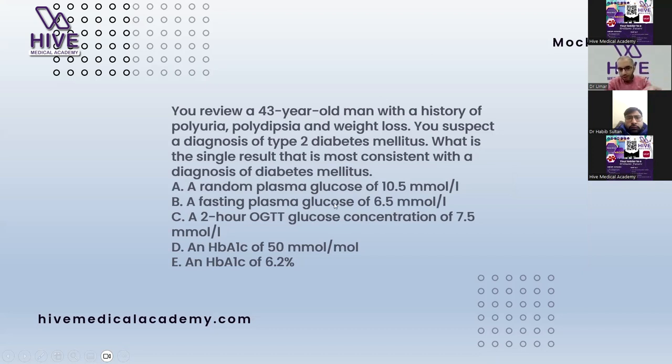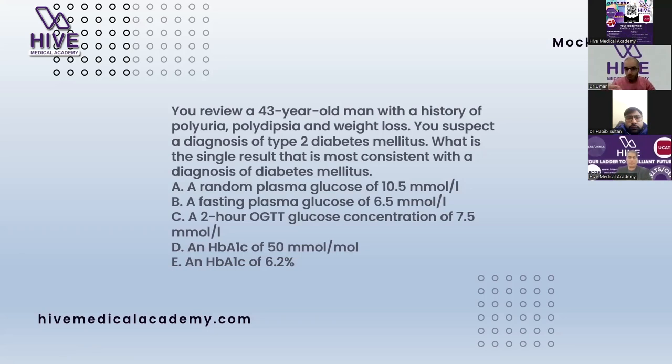There's a few tests here that can be used. And in the UK, quite a long time ago now, well over 10 years ago, the normal diagnosis of diabetes moved from just plasma glucose concentrations to HbA1c. Although you can still diagnose diabetes from plasma glucose results. You can still diagnose diabetes from two-hour oral glucose tolerance tests.